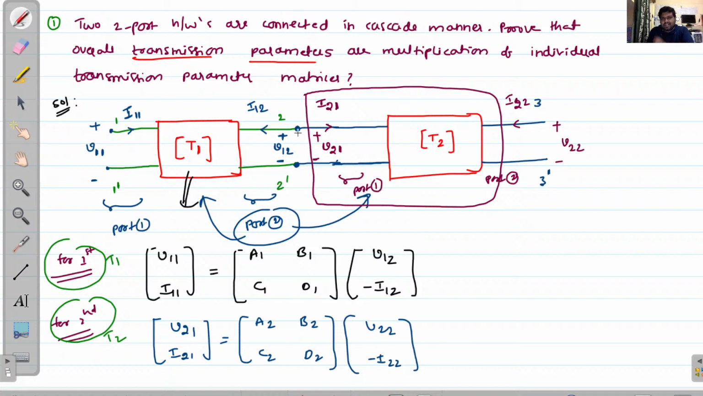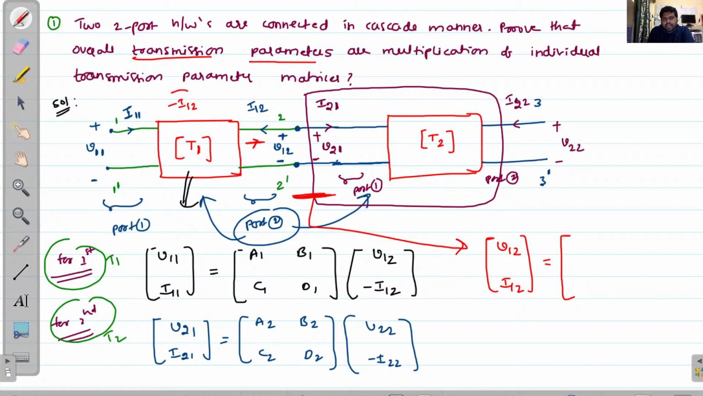This is the common port. At this common point, you can take V12 and I12, which are equal to... while taking I12, you can take directly I12, no problem. But if I am taking the direction of current in this way, then I will use the notation minus I12.